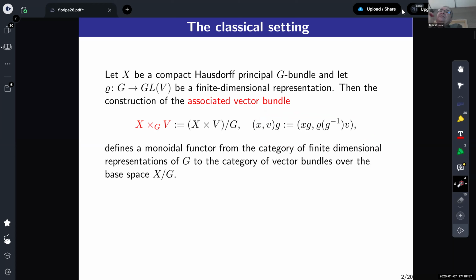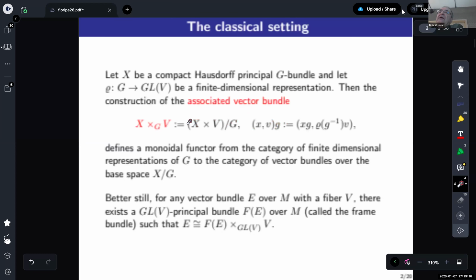And now this construction defines a monoidal functor from the category of finite dimensional representations of G, where you can tensor representations, to the category of vector bundles over the base space, because of course you can take tensor products over fibers, and you can thus obtain the tensor product bundle, tensor product of vector bundles.